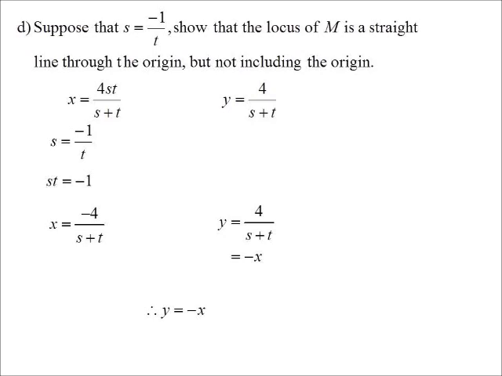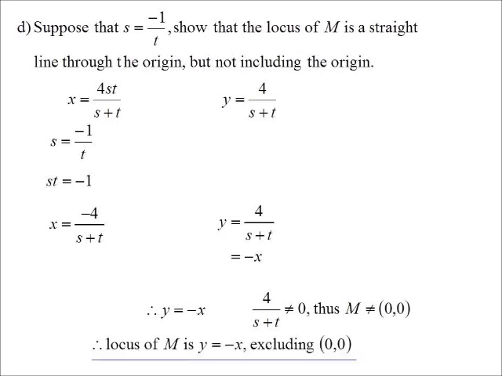So we've got the straight line through the origin. But then they've said, but not including the origin. Well, again, have a look at the y coordinate. 4 on s plus t. If I've got a constant on the top of the fraction, that can never equal 0. So we can never get the point 0, 0. So y equals negative x is the line we're looking for. But 4 on s plus t can never equal 0. So therefore I can never end up with the coordinate 0, 0 or the origin. So our locus is y equals negative x excluding the origin.